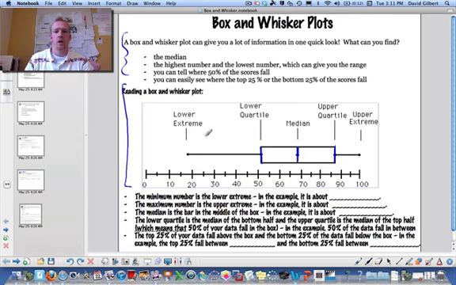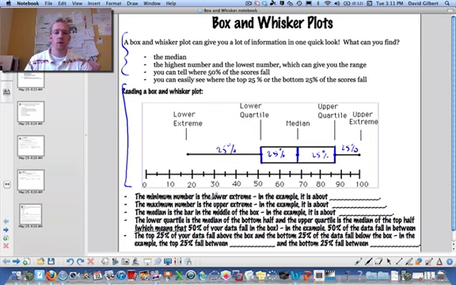Alright, and this breaks our information into 25%, 25%, 25%, and 25%. So that means that half, 50% of all our data is within this box, or you can think of it as half of your data lies above this and half of your data lies below that. That's why we call them quarters.